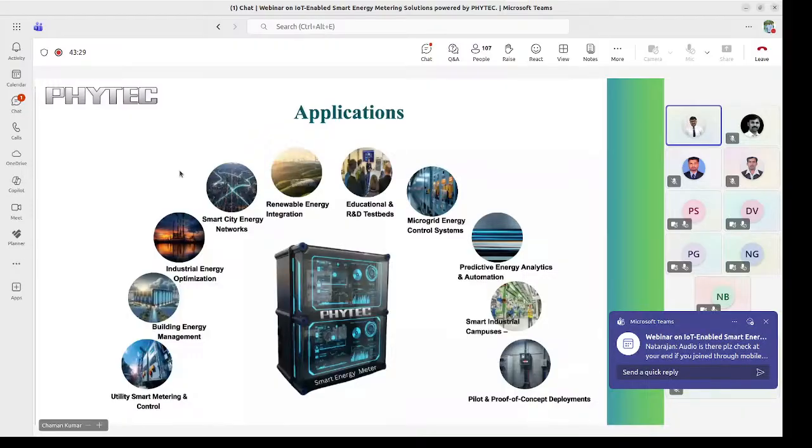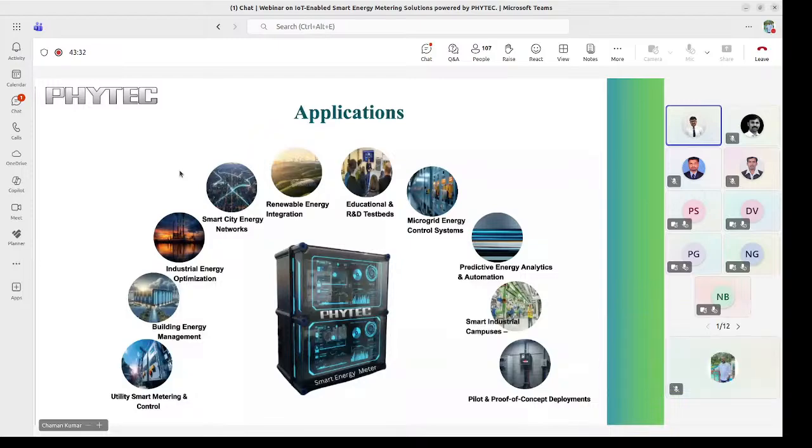Suppose some fault happens in a street light, then without going to that location, we will understand where the fault occurred. We can also automate it: if the voltage consumption goes above some level, it will automatically turn off the supply to those particular street lights. Other than that, for renewable energy integration, a real-time solution is solar plant monitoring at a factory. We can monitor the solar plant through this solution.